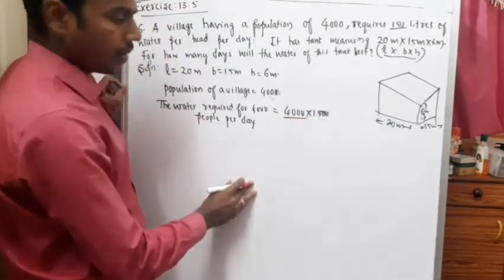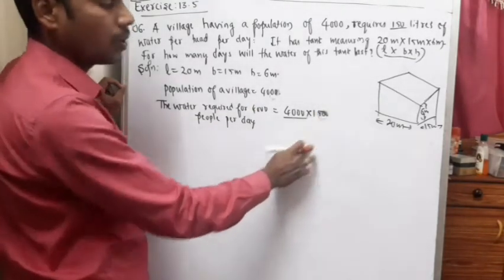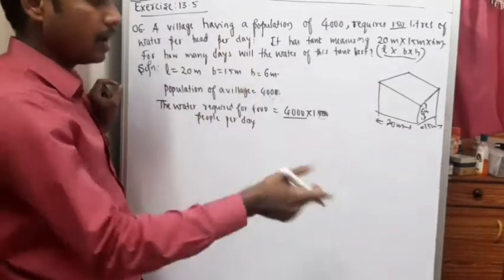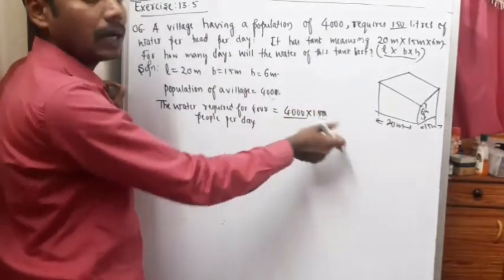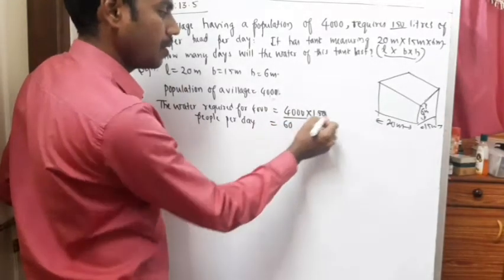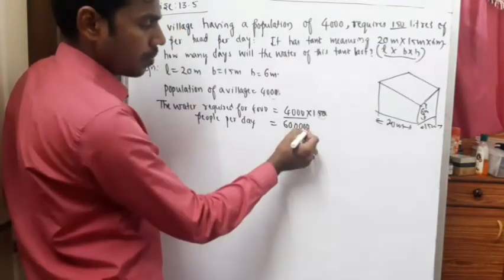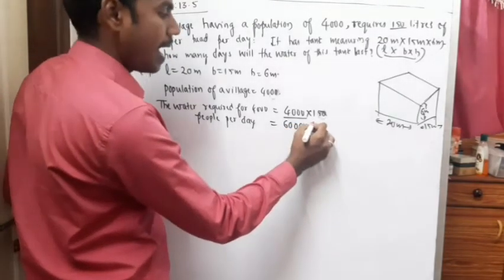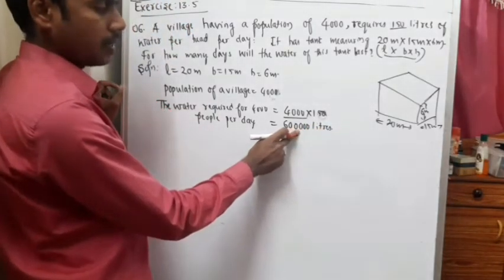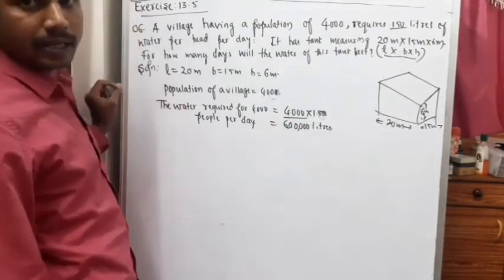Population is 4,000. So the water required for 4,000 people per day is equal to 4,000 into the water required per person per day, which is 150. We need to multiply. So 15 into 4 is 60. Means 1 zero here, again followed by 3 zeros. This is 1, 2, 3. 6 lakh liters per day. 6 lakh liters per day is required.